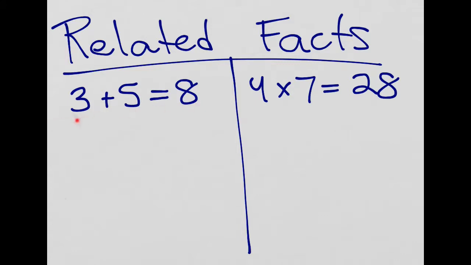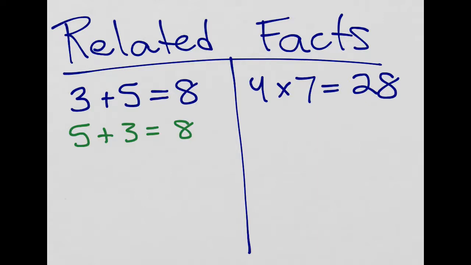Here for this first one, I have 3 plus 5 equals 8. And then I'm going to ask myself, are there any other equations that could use those same numbers? Could I add 3 and 5 in a different order? Well, we know for addition I can reverse the order. So for 3 plus 5 equals 8, I could also write it as 5 plus 3 equals 8. Those are related facts. They use the same numbers and they make equations that are true.